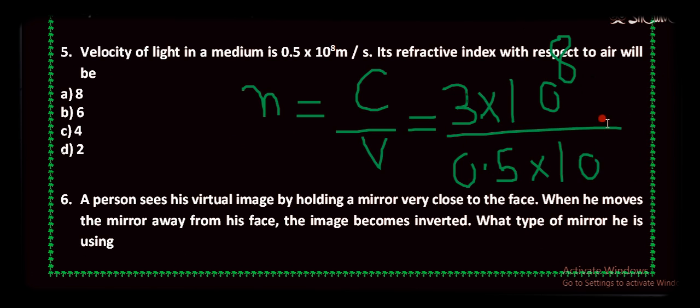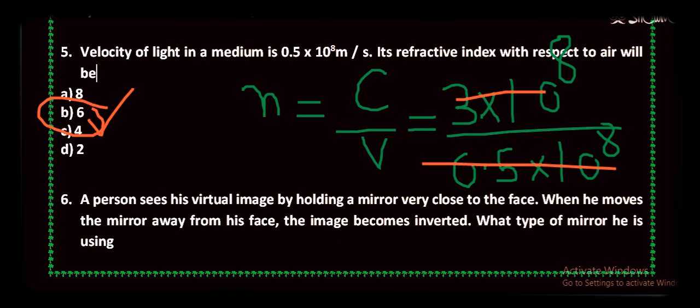So refractive index for this case will be, it comes out to be 6, and the right answer will be option number B. So B will be the right answer for the fifth question. Let's see the question number 6.